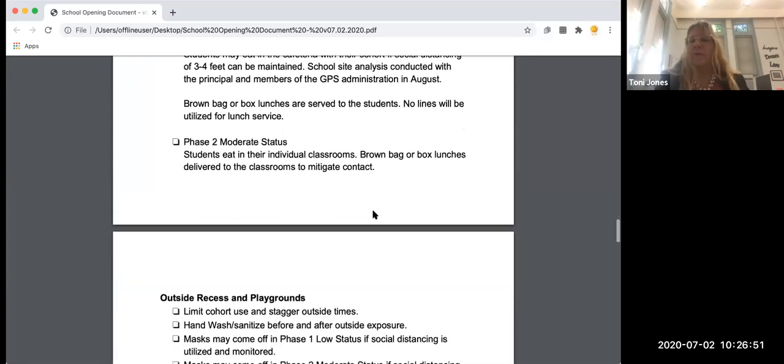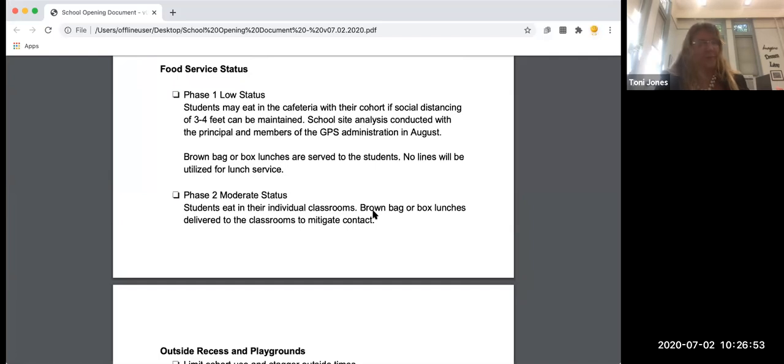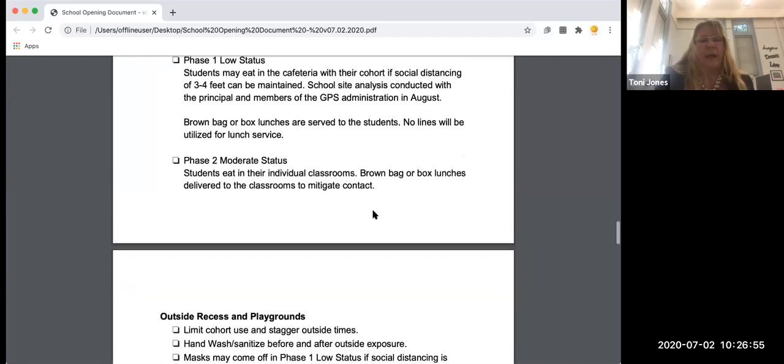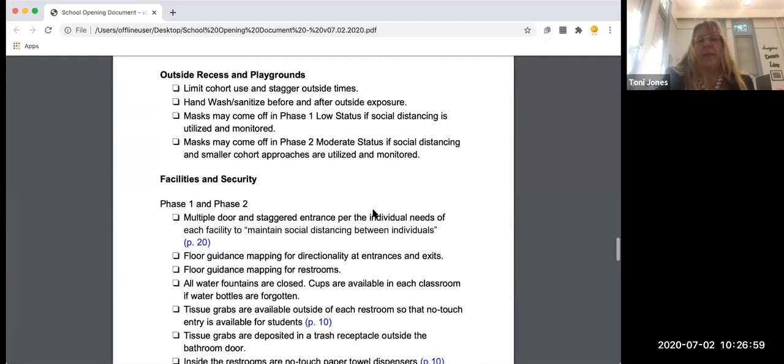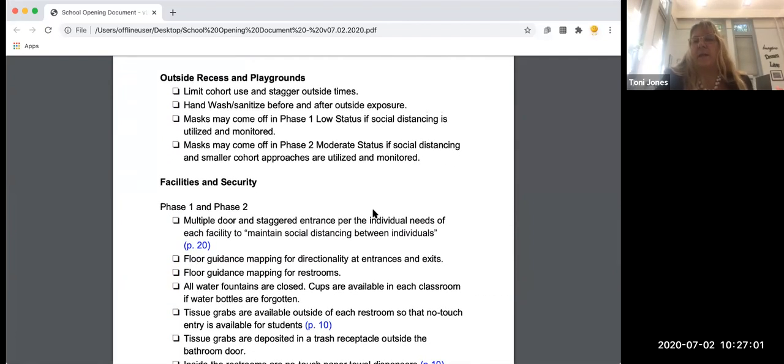Any other questions on food service? Okay, outside recess and looking at playgrounds, just going outside. Again, it's limiting our cohort use, staggered outside times. If the cohorts are 50, that means outside as well. If cohorting is 100, 150, this gets much easier. Hand washing and sanitizing before and after outside exposure. Again, this is in the guidance document.